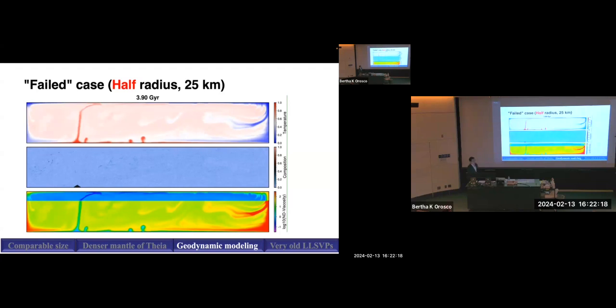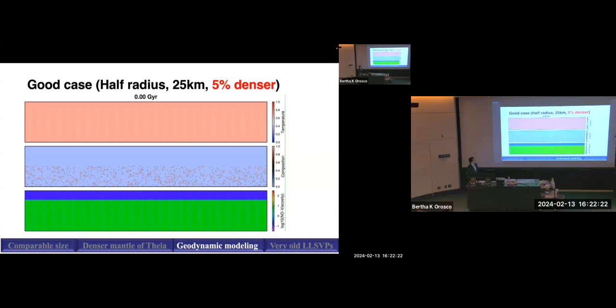So this is the failure case. But there's always a trade-off between the initial size of the blob and also the density. Because in the second part, we estimated there is a density range for this blob. If you use a slightly higher density for this smaller blob, it can still survive, as I will show now.